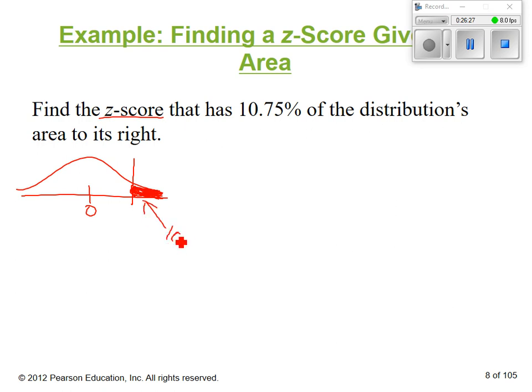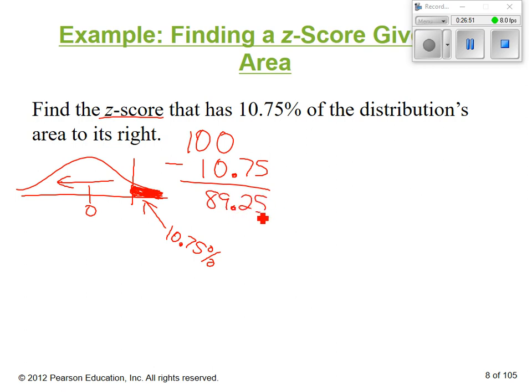About 10.75%. We're not going to be able to look that up on the chart because the chart tells us everything to the left. So how are we going to find how much is to the left? 100% minus 10.75%. What's that give you? 89.25.